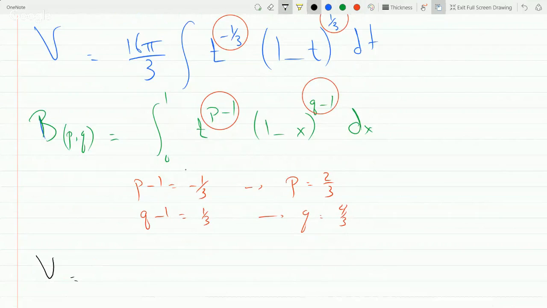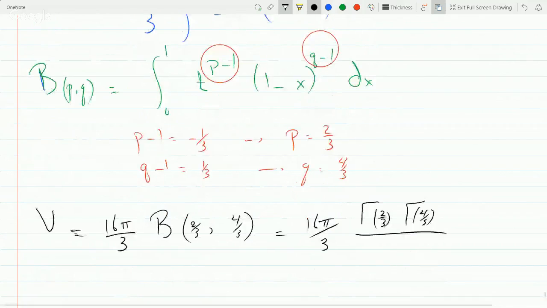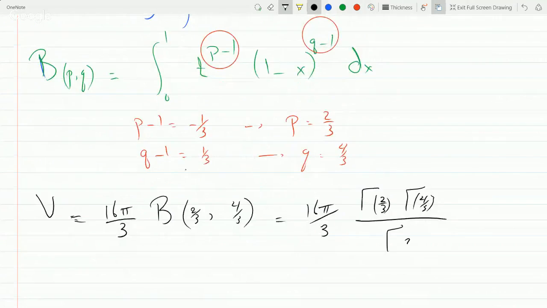V is just 16 pi over 3 times B of 2/3, 4/3. Now I can invoke the gamma function. So this becomes gamma of 2/3 times gamma of 4/3 over gamma of 2/3 plus 4/3, which is gamma of 2.